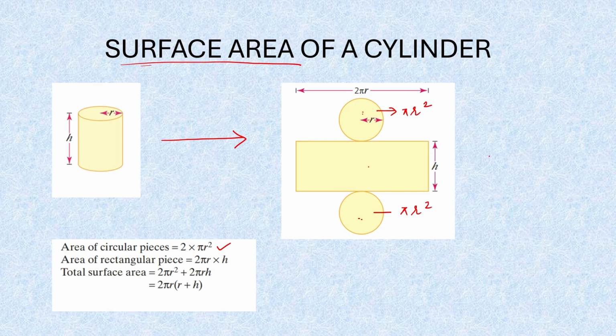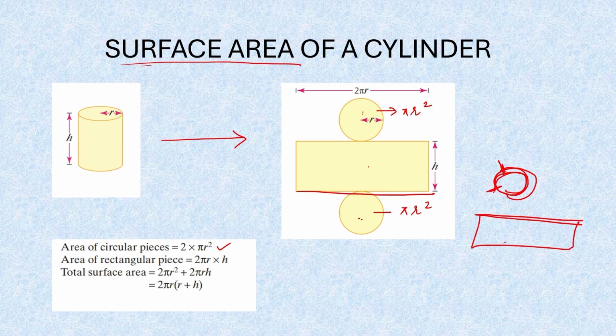Now we know that this curved surface, when we open it, will form this rectangle. So the length of this rectangle will be equal to the circumference of the circle, because we have opened it to form the length of the rectangle. So the length of the rectangle will be 2 pi r. The area of the rectangular piece is 2 pi r into h, because the area of a rectangle is length into breadth, and the breadth is h and the length is 2 pi r.